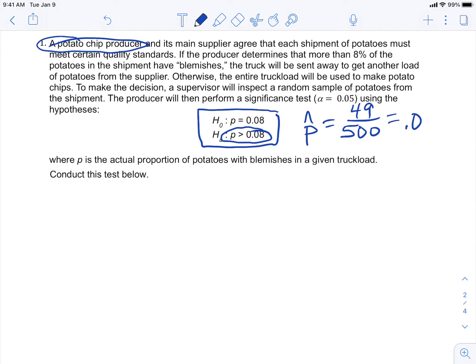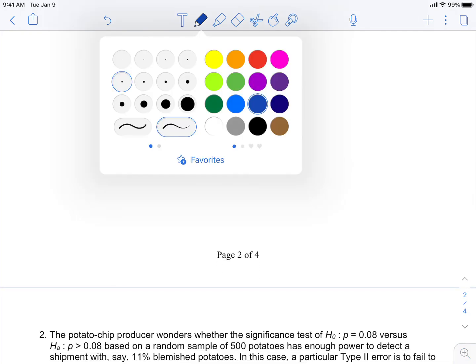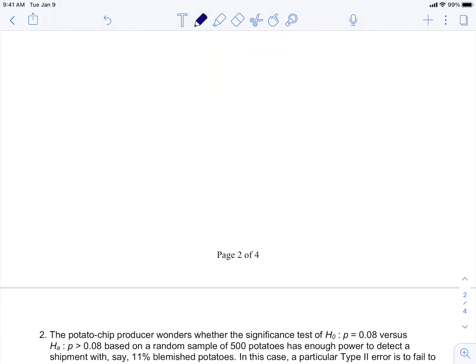49 out of 500 is 0.098. So if they found 49 blemished potatoes out of 500, I would like you to run a hypothesis test on that and see what you come out with. Let me kind of sort of hide it down here. If you get the right answer, what you'll find out is that the z-test statistic is 1.484, which makes the p-value 0.0689. So that would be a way to check that you did it right, and then I will let you make the right conclusion based on that.